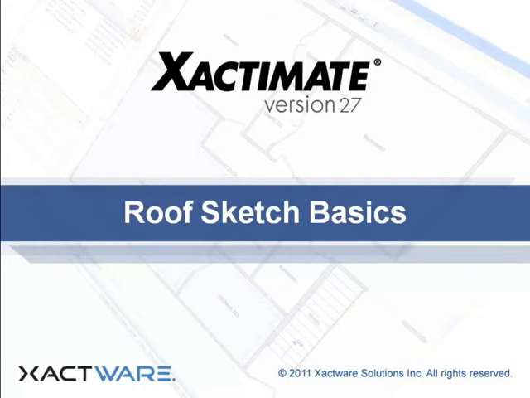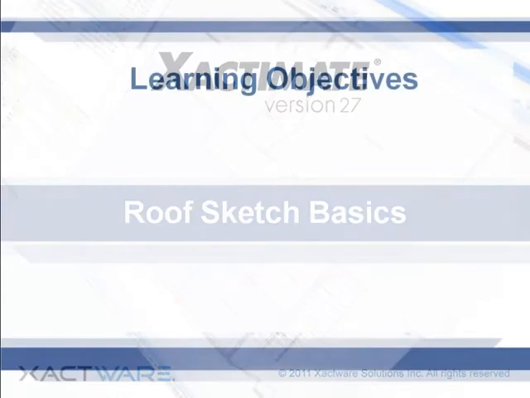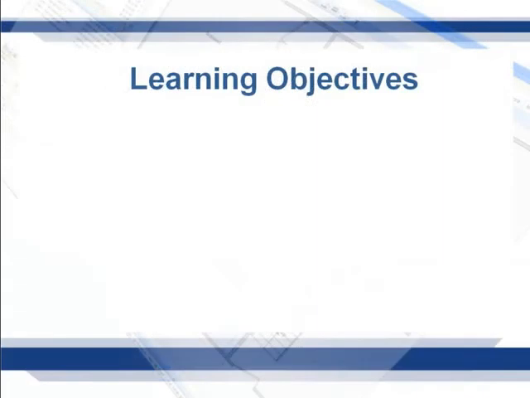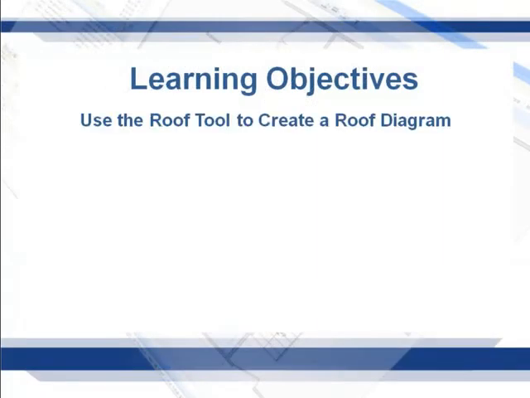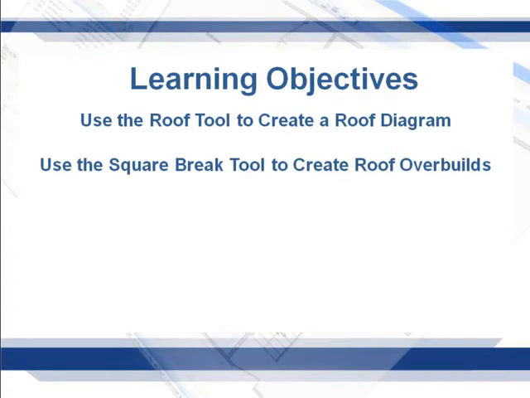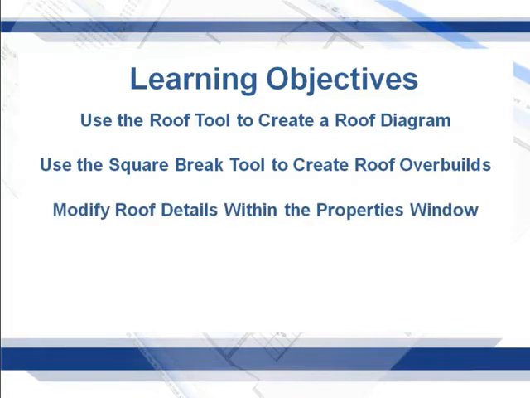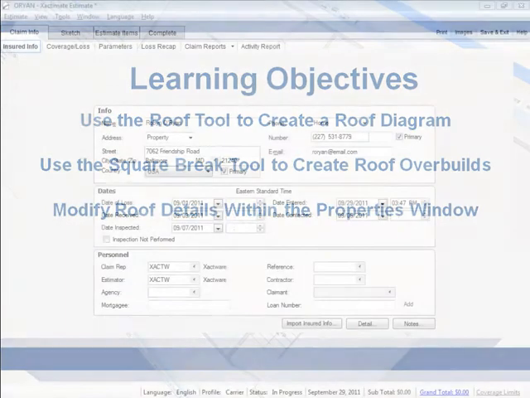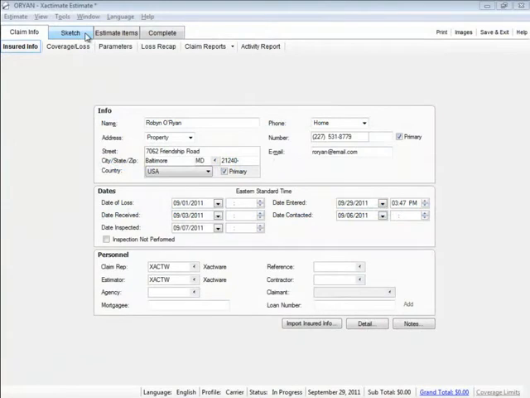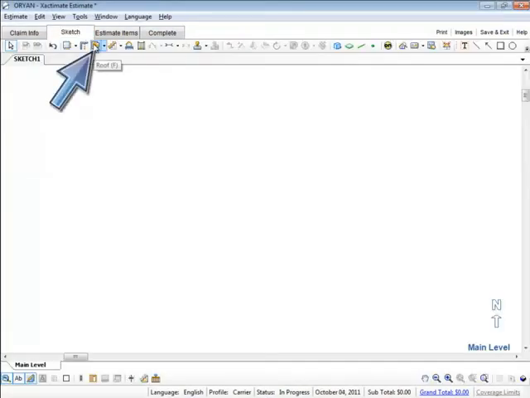In this training, we will learn the basics for sketching roofs. The learning objectives for this lesson are: use the roof tool to create a roof diagram, use the square break tool to create roof overbuilds, commonly referred to as a tie-in dorm or a California, and modify roof details within the properties window. To begin, we'll click the sketch tab and locate the roof tool on the sketch toolbar.